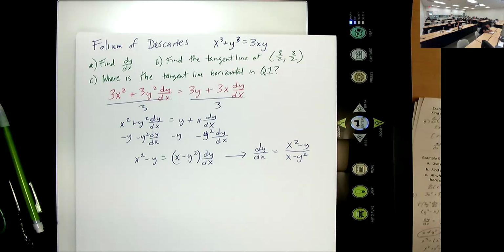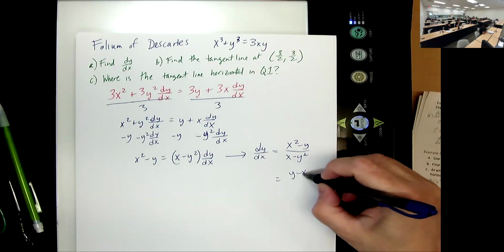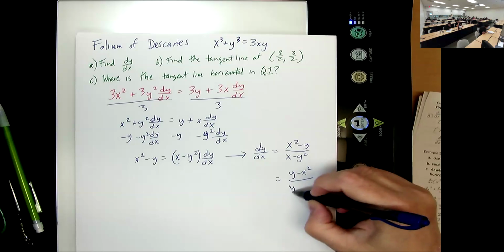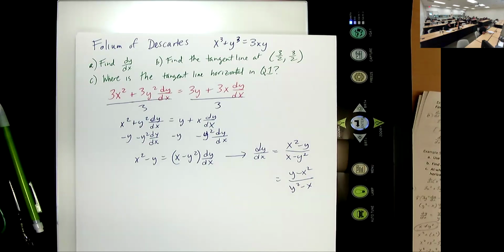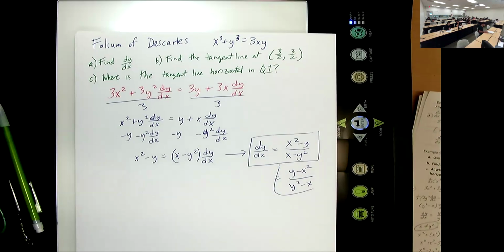If you did it and got y minus x squared over y squared minus x, that's also the same. That's just doing a -1 over -1 on it. Depending on which way you moved it, you would have gotten a different form, but it's the same thing. So we found dy/dx, and that's a valid alternative.